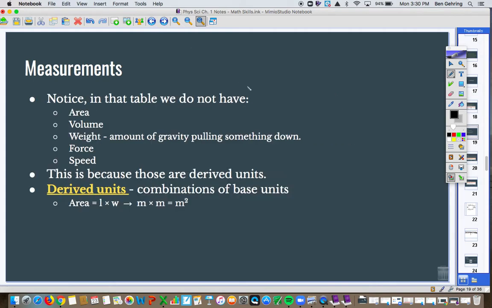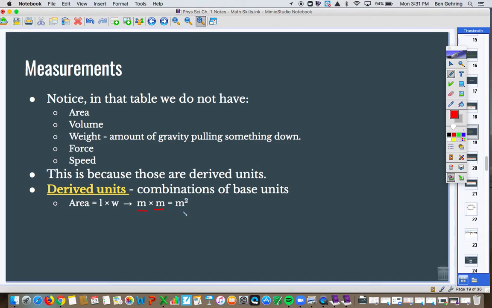You will notice on that list of units that we don't have things like area, volume, weight, force, or speed. These are all what we call derived units. Derived meaning they come from multiple base units mathematically being put together. For example, area is calculated by taking the length of an object times the width of that object. And so if we take length times width, we're taking meters times meters and getting meters squared.